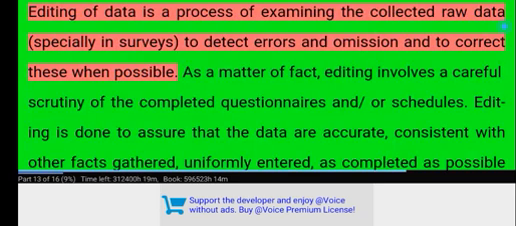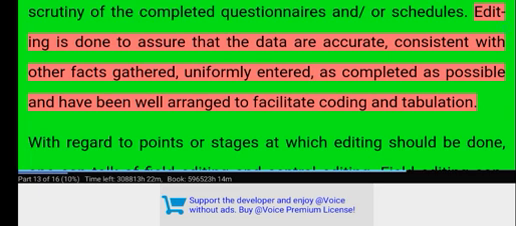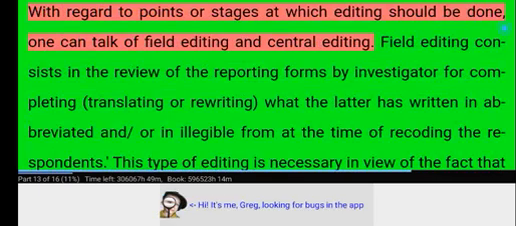Editing. Editing of data is a process of examining the collected raw data, especially in surveys, to detect errors and omissions and to correct these when possible. As a matter of fact, editing involves a careful scrutiny of the completed questionnaires and/or schedules. Editing is done to assure that the data are accurate, consistent with other facts gathered, uniformly entered, as complete as possible, and have been well arranged to facilitate coding and tabulation.